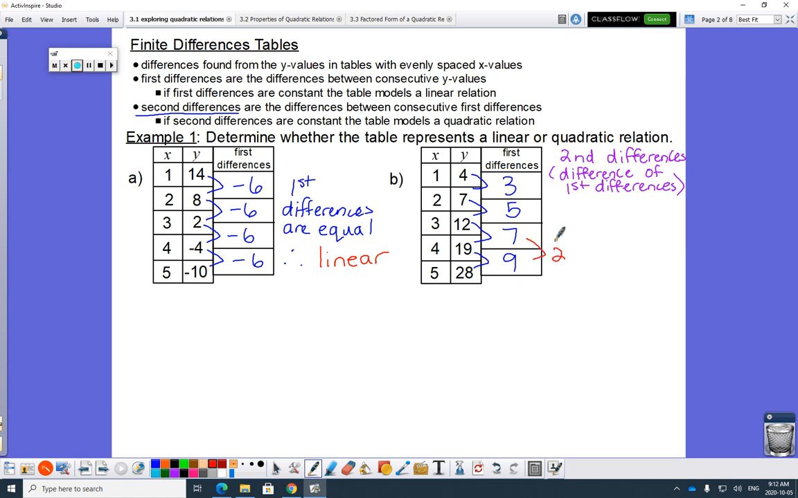Okay, so 9 minus 7, 2. 7 minus 5, 2. 5 minus 3, 2. So the second differences are equal. So it's quadratic. And you'll see once we get into the properties of a parabola, you'll see that these first differences are going to form what we call the step pattern, or how you can make your graph. Similar to what you would have done in linear, where you went rise and run, we're going to do a similar sort of procedure for parabolas.